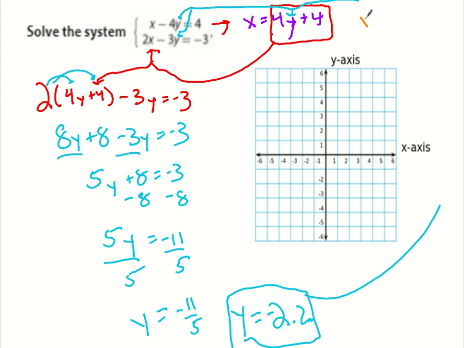So this first one is x equals 4 times whatever y is. Well, y is negative 2.2, plus 4. Well, 4 times negative 2.2 is negative 8.8, plus 4, which gives me negative 4.4. So x equals negative 4.4. So there's my final solution. My x is negative 4.4, my y is negative 2.2, and I am all done.